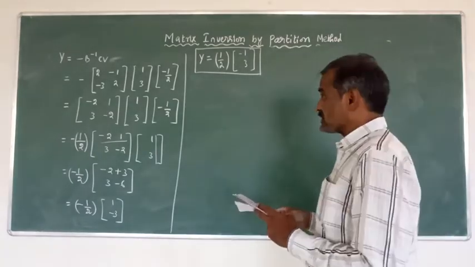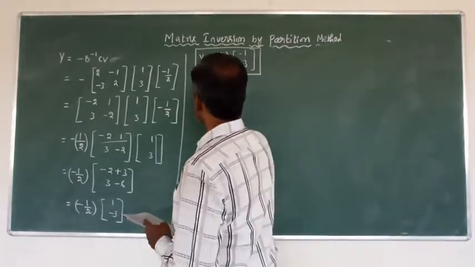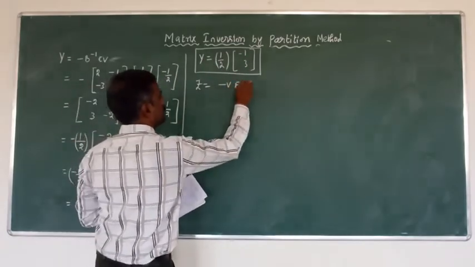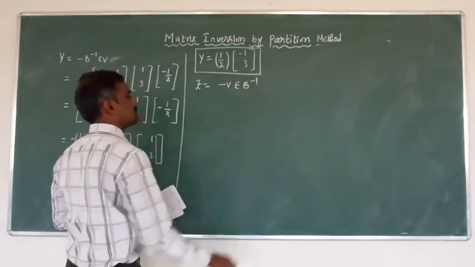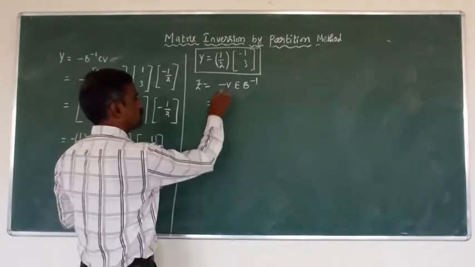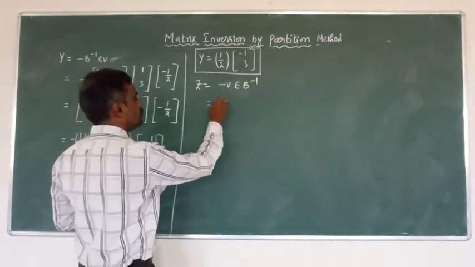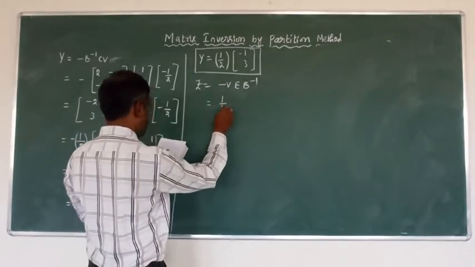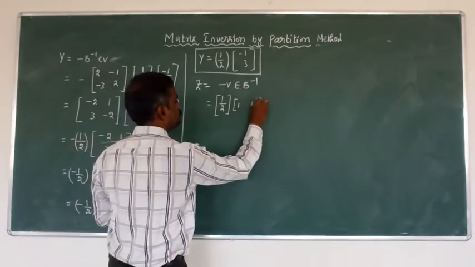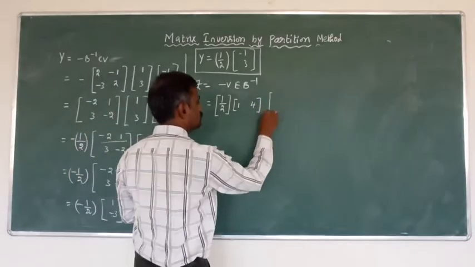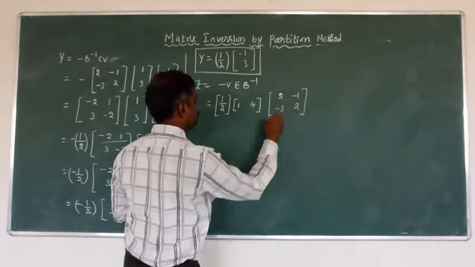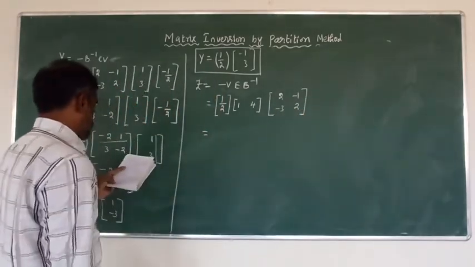Okay. Next, to find out Z equal to minus V E B inverse. Here the V value, here minus, and already one more minus, it will change into plus 1 divided by 2, and E value 1, 4, and B inverse value 2, minus 1, minus 3, and 2. Okay, and here 1 divided by 2.